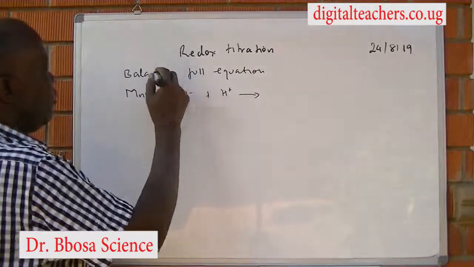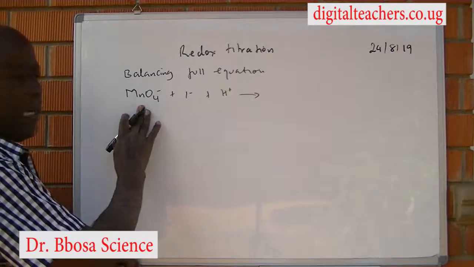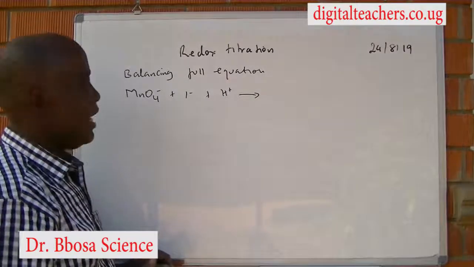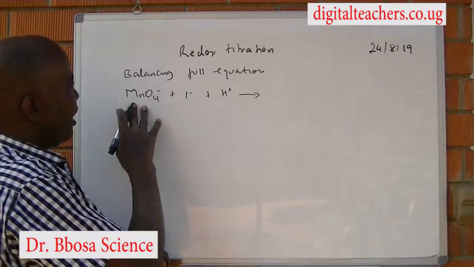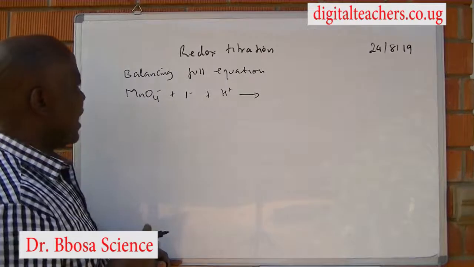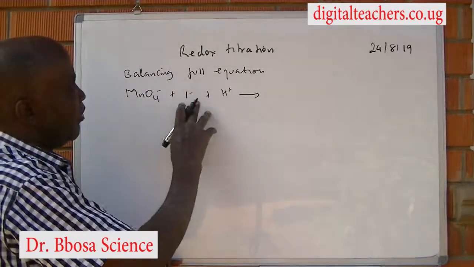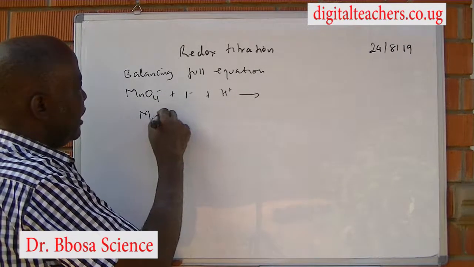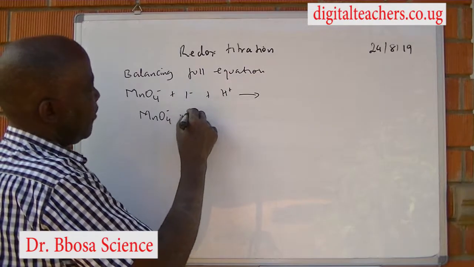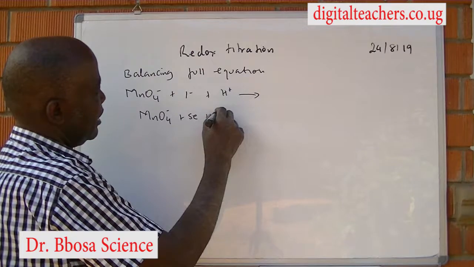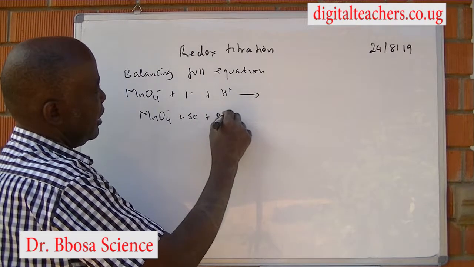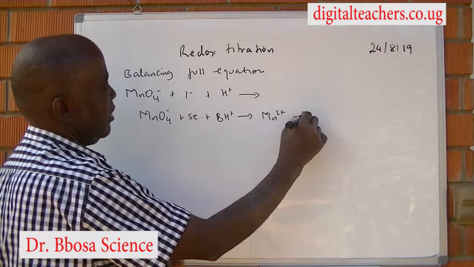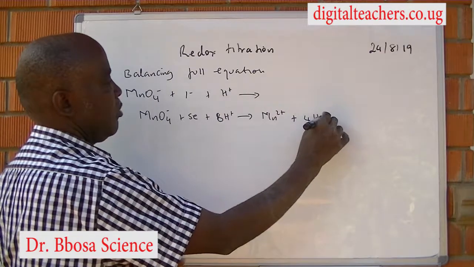Balancing full equation. For example, potassium permanganate plus iodide in presence of an acid. First, we write half equation for manganate ions. Also write half equation for iodide ion. Half equation for manganate ion, we wrote it as MnO4 minus plus 5 electrons plus 8 hydrogen to get manganese 2 plus 4 H2O.